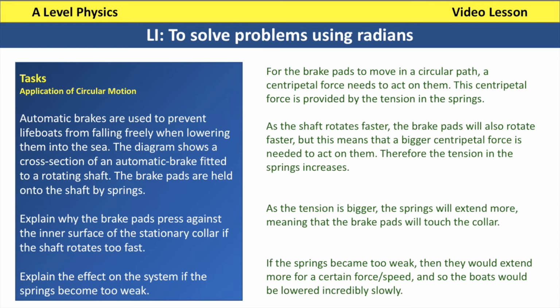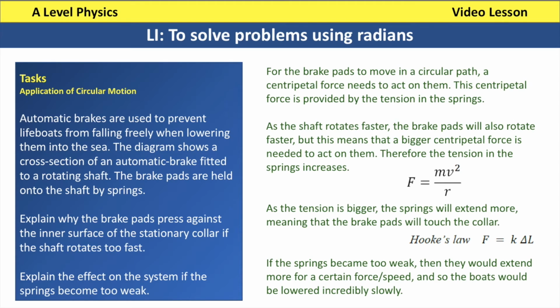Now, as the shaft rotates faster, the brake pads will also rotate faster, but that means that a bigger centripetal force is needed to act on them. That is because force is mass times velocity squared divided by the radius of the circle. So because they're moving faster, a bigger centripetal force is needed. So the second mark, in short, is for saying the faster the rotation, the bigger the centripetal force needs to be. A third mark for saying that that means that the tension in the springs therefore needs to increase.